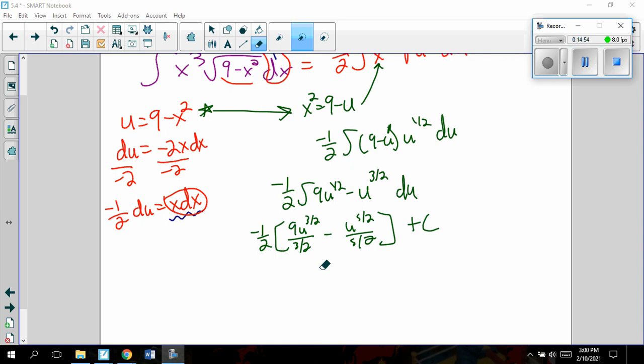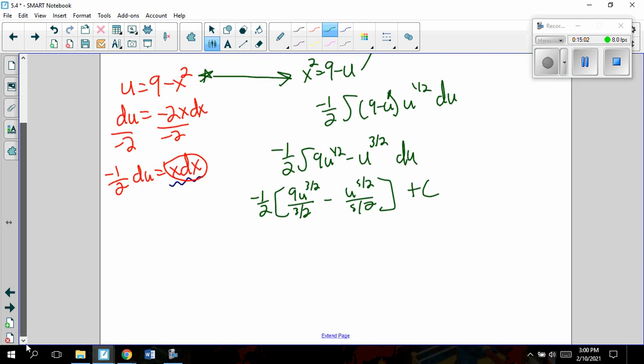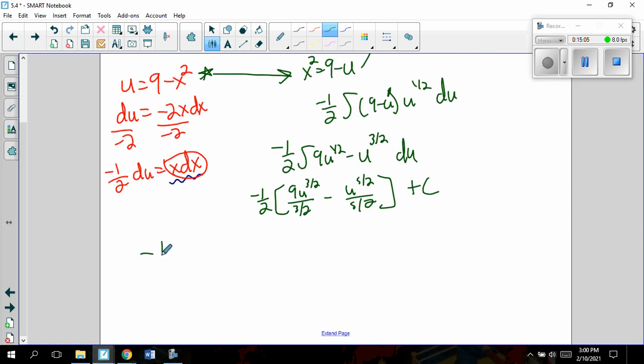All right, my last step then, I'm going to do a little bit of simplifying along with, I need to put x back in. So I'm going to slide up a little bit here, give myself room. So I'm going to distribute my -1/2. I'm going to keep some of the structure here, just because I know when I put u in, it's going to get a little complicated. So this is 9. When I divide by 3/2, that's the same as multiplying by 2/3. And then I would have 9 minus x squared to the 3/2 power.